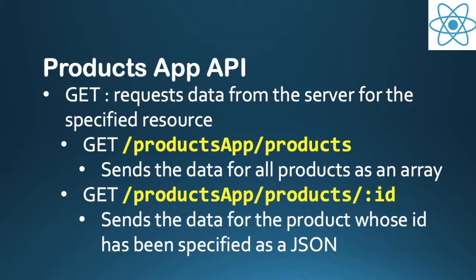And within that, we will make a request to this and get the data of all the products as an array. Similarly, to get the details of a specific product, we will make a get request to /productsapp/products/:id, where id is the ID of the product. And this will send us the data for the product whose ID has been specified, and it will send that data in the form of a JSON. So now that we have understood so much, let's start using it and it will become much clearer.